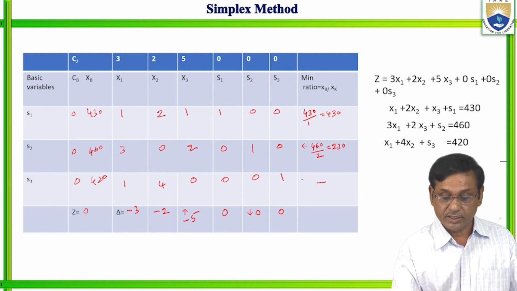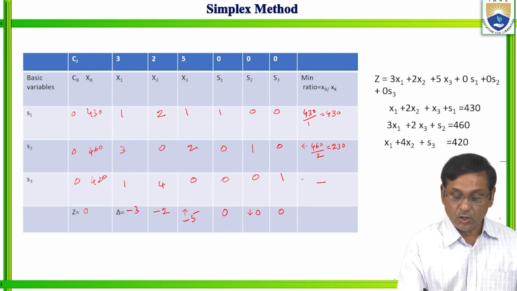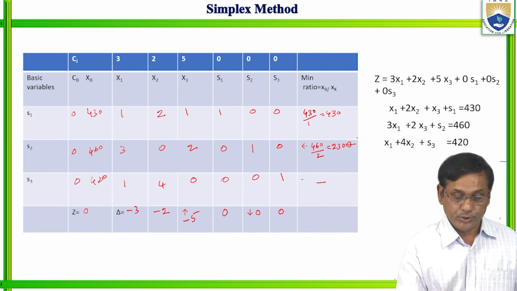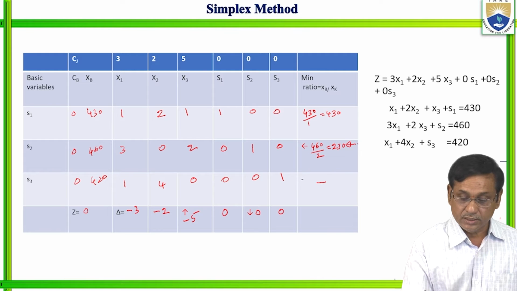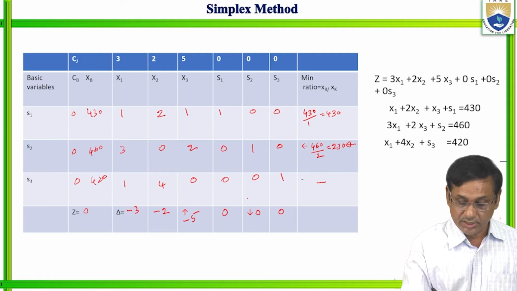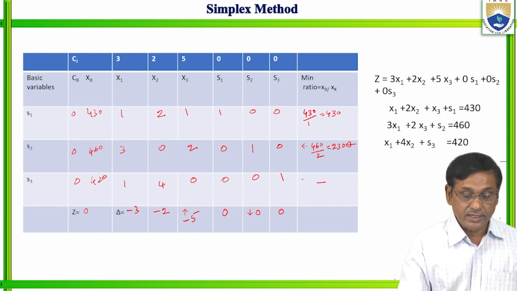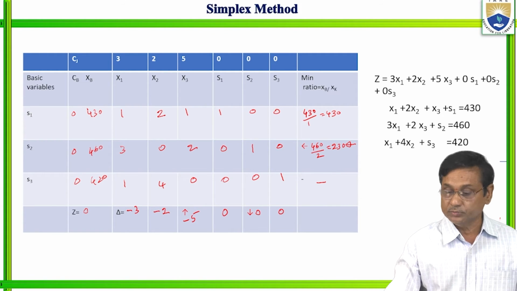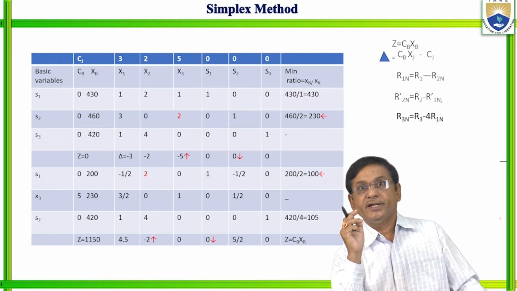Now the incoming vector is minus 5. The outgoing vector is decided by the minimum ratio. So now you are getting 230 as the minimum. The corresponding element is S2. So S2 is the outgoing vector. This is represented by a downward arrow here, you can see. The incoming vector is X3 and the outgoing vector is S2. Now that is represented here.